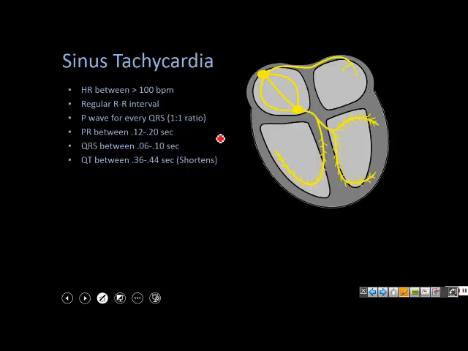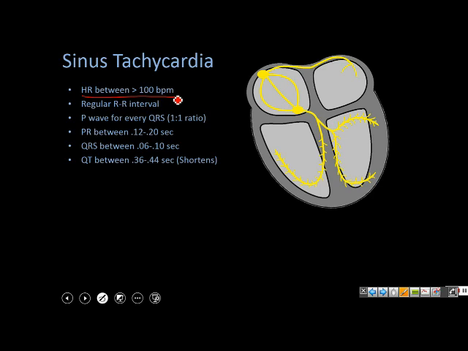Now, you can also have sinus tachycardia. If your cardiac needs increase, your heart might need to increase production and then speed up to pump more blood more rapidly. So if your heart rate is greater than 100 beats per minute, we call that sinus tachycardia.